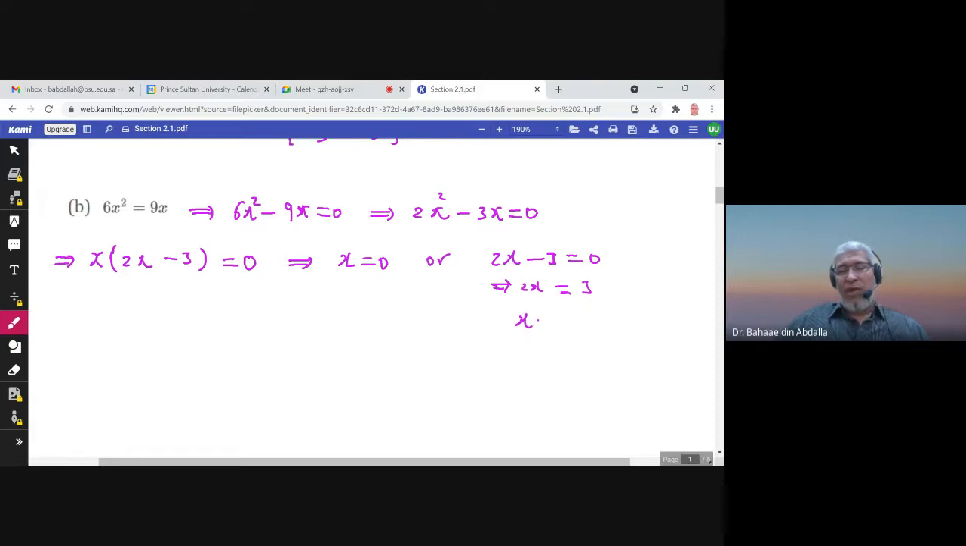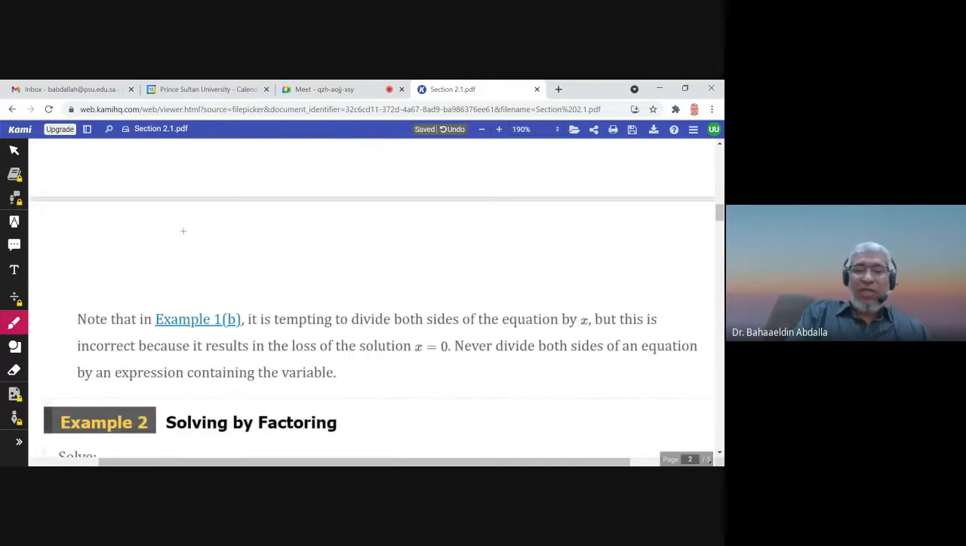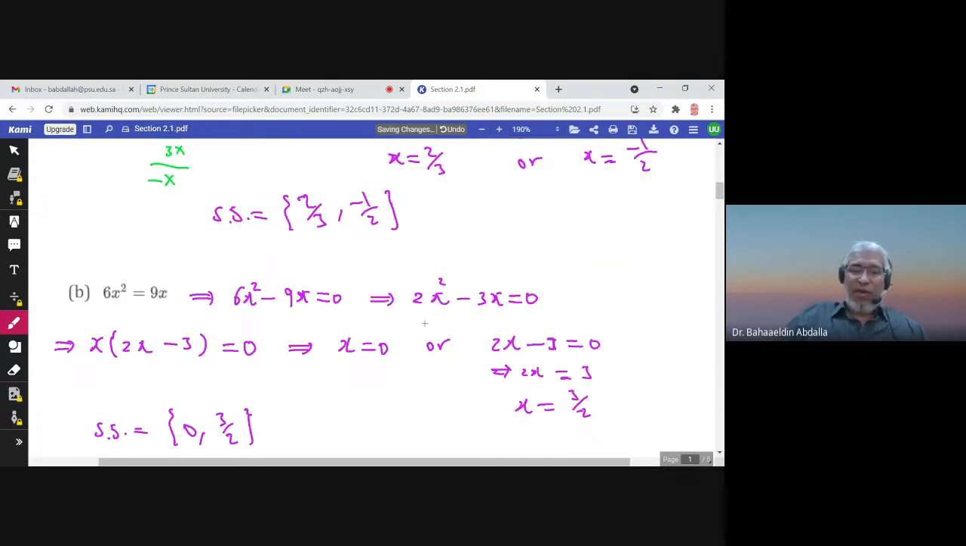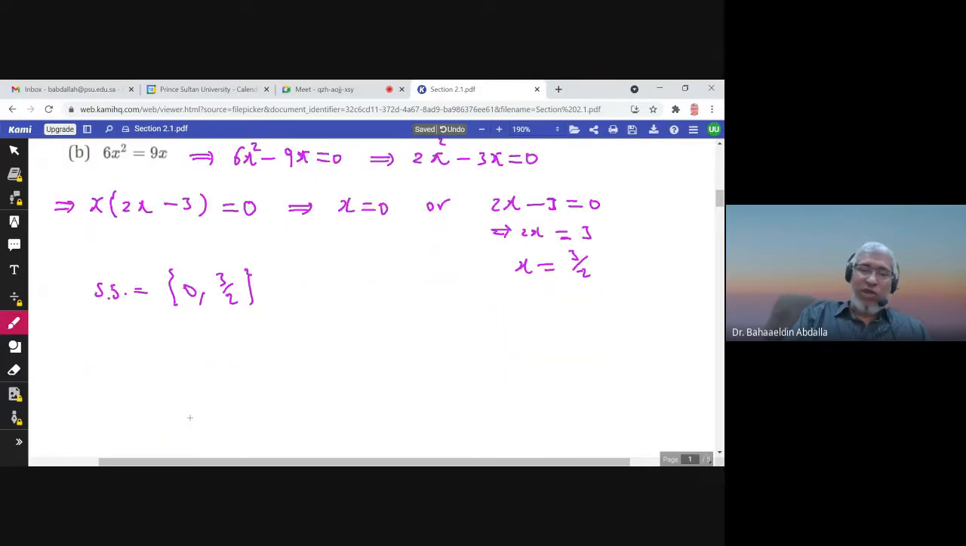And when we divide by 2, x would be 3 over 2. So the solution set in this case is 0 and 3 over 2. These are the two solutions of this equation, and you can check them. Notice that in this example, you cannot divide both sides by x, okay? You cannot divide by x because x could be 0. If you divide by x, you will remove one of the solutions of the equation.